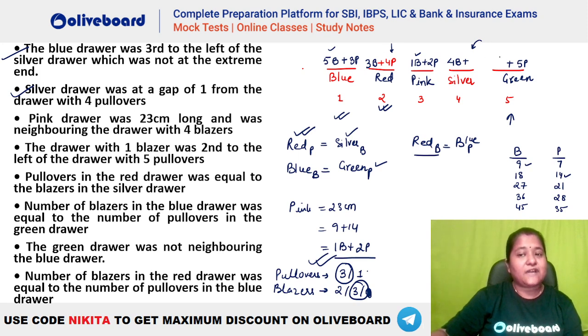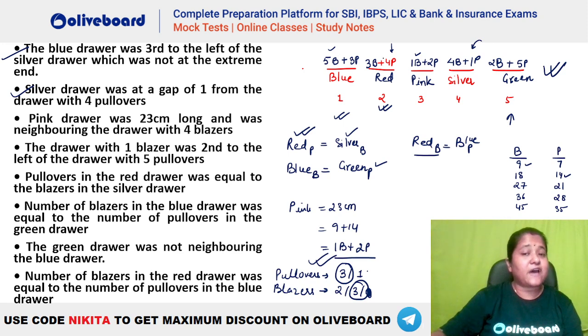Okay, so you can see this is the situation now. So now we have taken all the blazers, right? We have one blazer, we have three blazers, we have four blazers, we have five blazers. The only value remaining is your two blazers. So two blazers will be green. For pullovers also, you can see that we are having 3, 2, 3, 4 and 5. That means one is left. So one pullover will be there in the silver one. Okay. So this will be the final value.